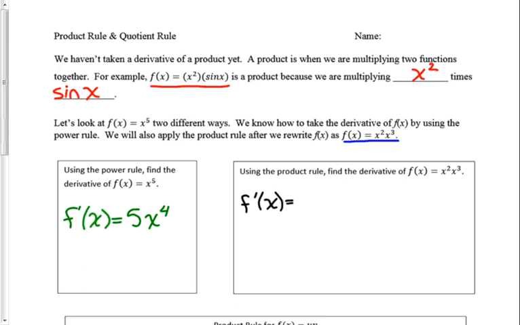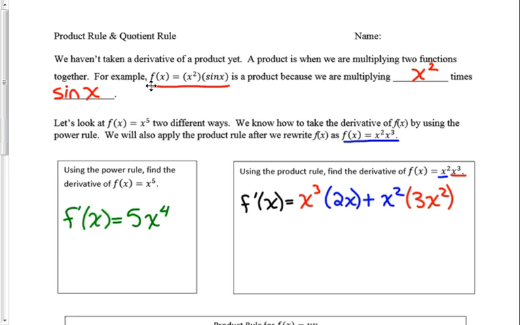So the derivative I'm finding is the derivative of x squared times x cubed. The first thing I'm going to start with is my x cubed, which is my second term. I am then going to multiply that by 2x, which is the derivative of my first term. Then I'm going to add. I'm going to take my first term, and I'm going to multiply that by the derivative of that last term.